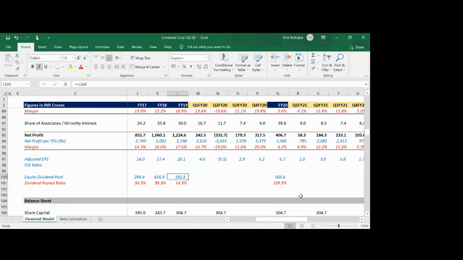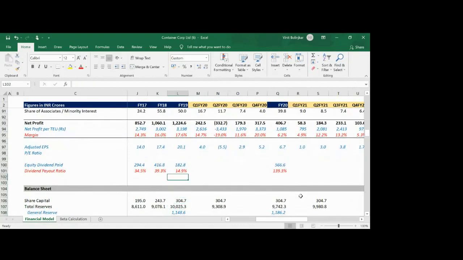Then obviously the dividend payout ratio is nothing but the amount of dividend paid. So this is the equity dividend paid based on the dividend percentage that the shareholders meet would have calculated. And when you divide the dividend paid by the net profit, you will get the dividend payout ratio, right? So typically you will see that the dividend payout ratio here is about 19%.